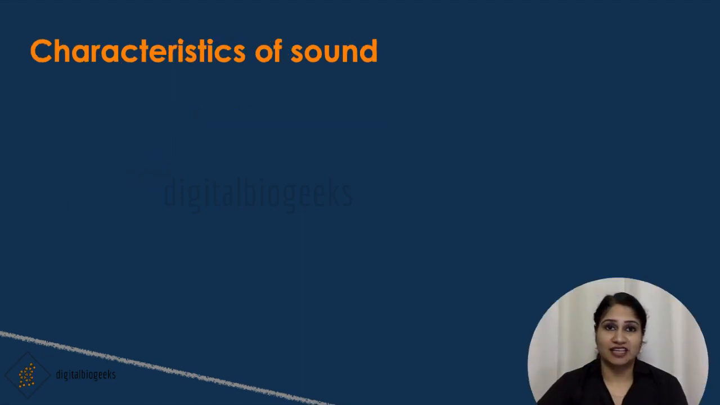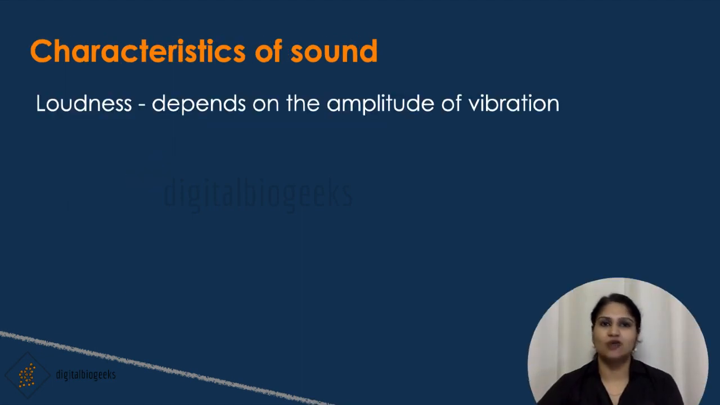Now let's learn about the characteristics of sound. Loudness is one of the characteristics of sound. Loudness depends on the amplitude of vibration. Amplitude is the distance from central position to one of its extreme positions. You will get more clarity through one experiment.